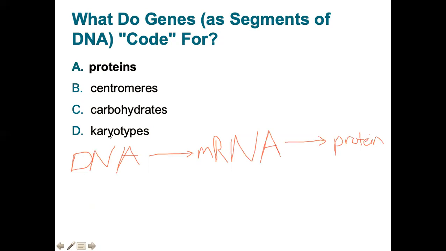So the DNA gets rewritten, it gets transcribed into RNA, because it's still nucleic acid, so it's still the same language, transcribed, rewritten. And then we go from RNA, which is made of nucleotides, into protein, which is made of amino acids. But this is the process. So if you have a gene on your DNA, it codes for a protein.